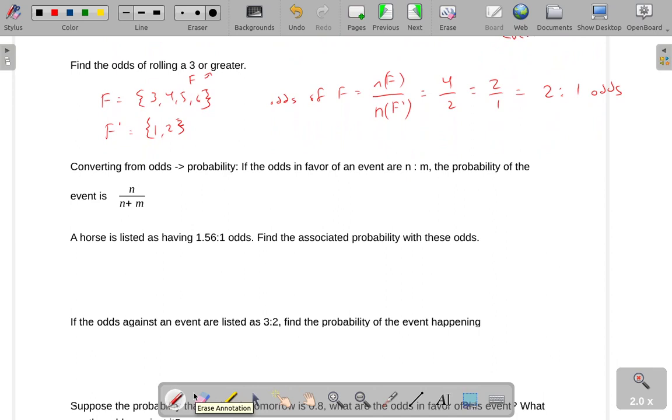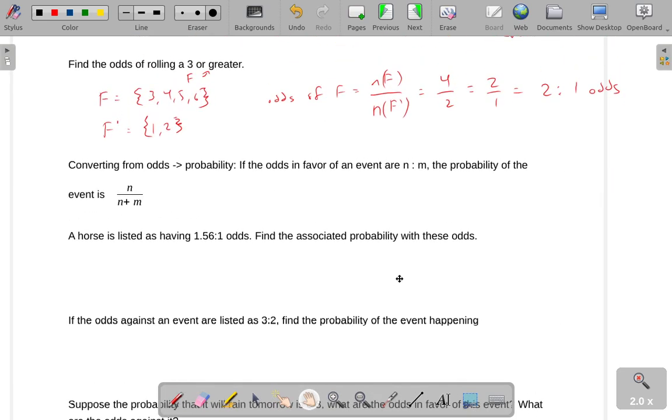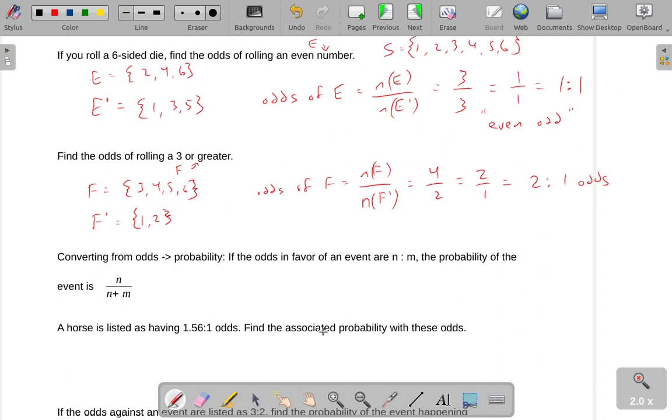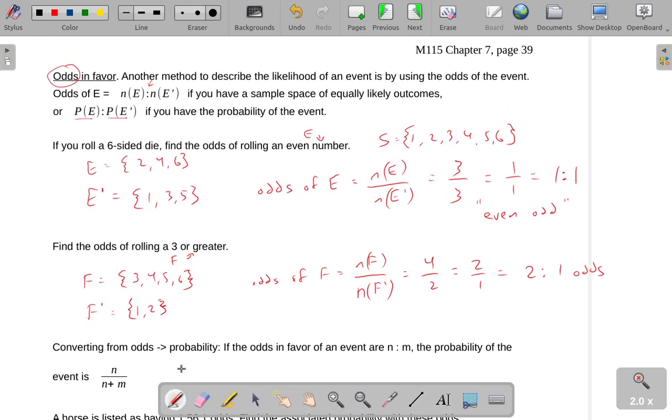Alright, so since we have 2 different forms of describing the likelihood of an event, we need to be able to convert between them. Going from probabilities to odds, that's just using this idea up here. If we have the probability of the event, we can go from the probability to the odds just by using the probability of the event divided by the probability of its complement.